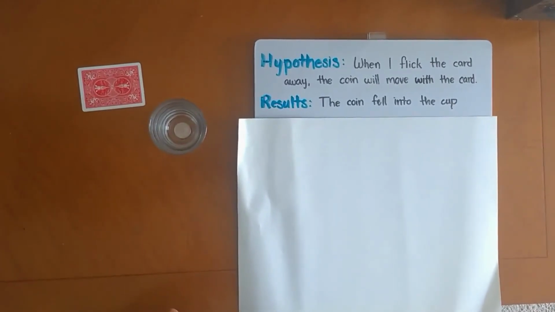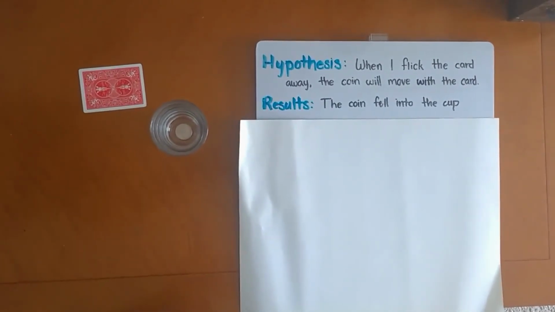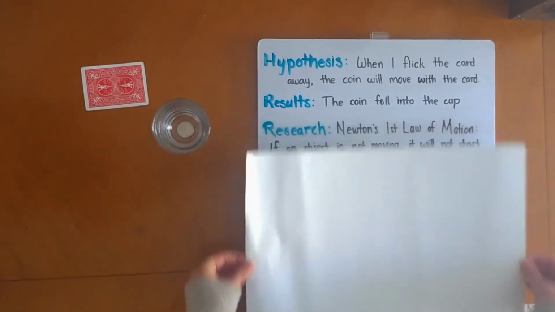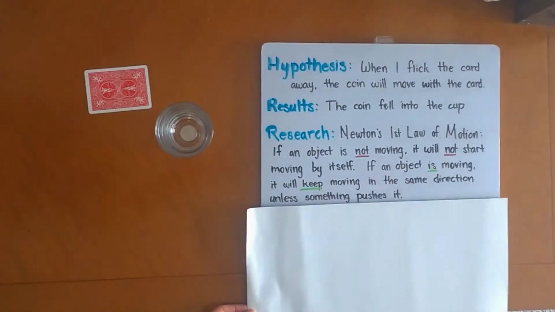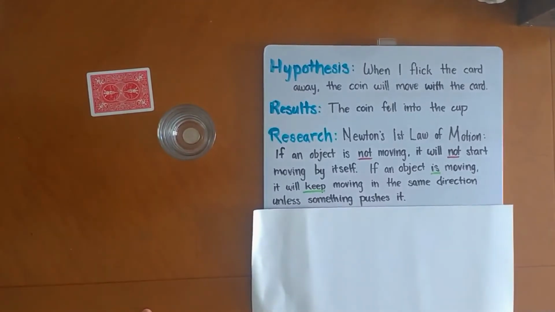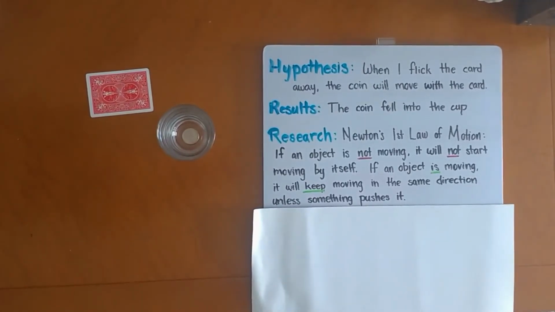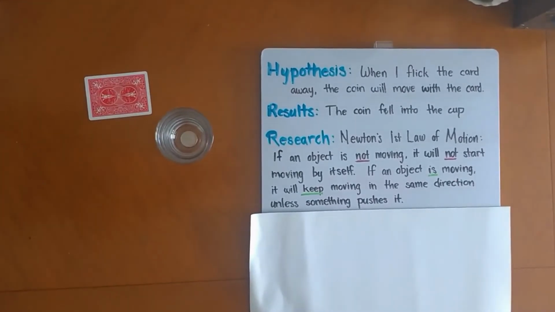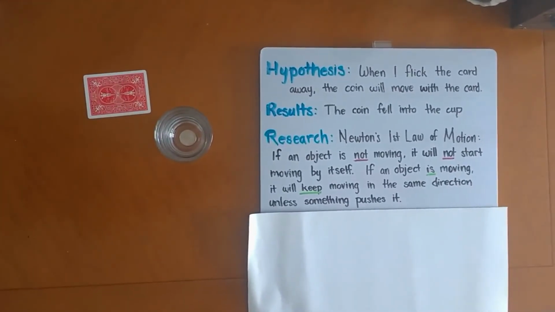Now, to understand why this happened, we need to do a little bit of research. So I looked up Newton's first law. In Newton's first law of motion, it states that if an object is not moving, it will not start moving by itself. If an object is moving, it will keep moving in the same direction until something pushes it.